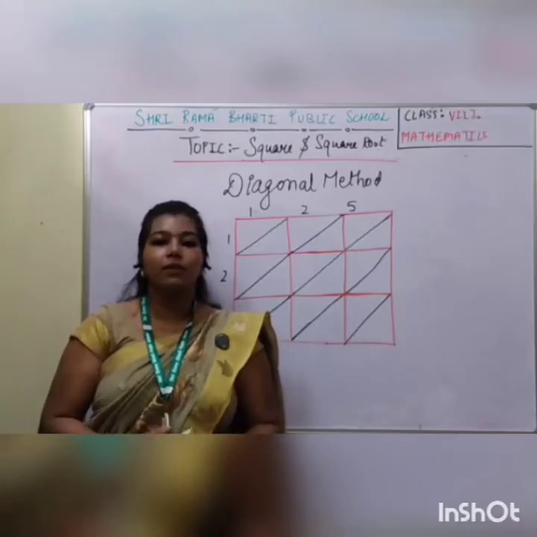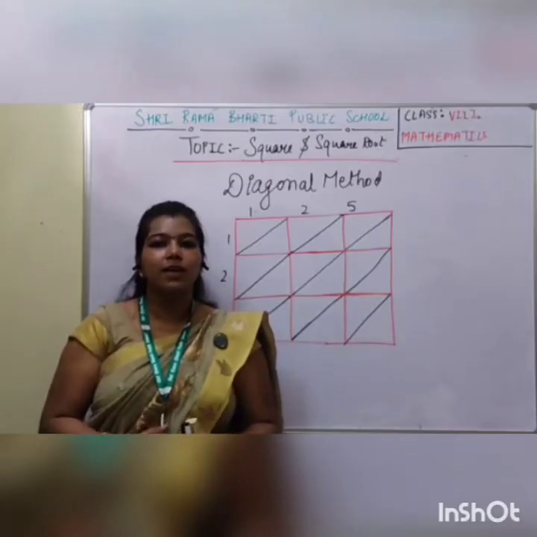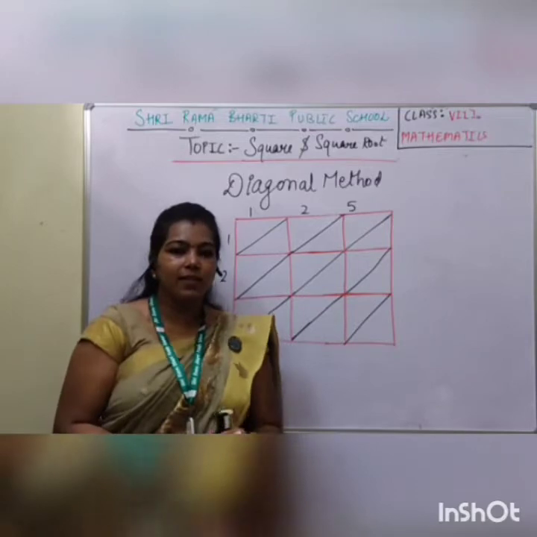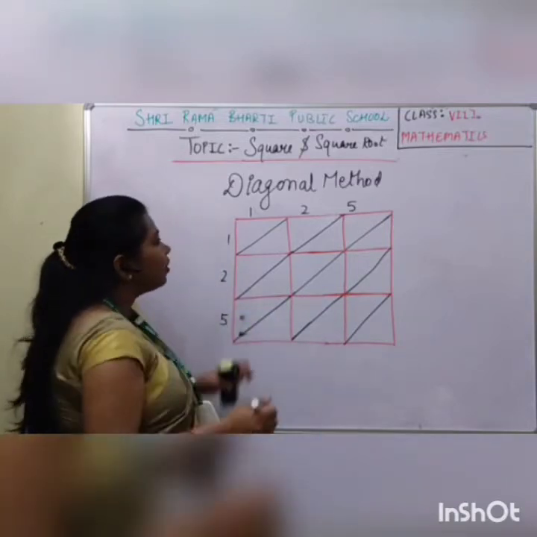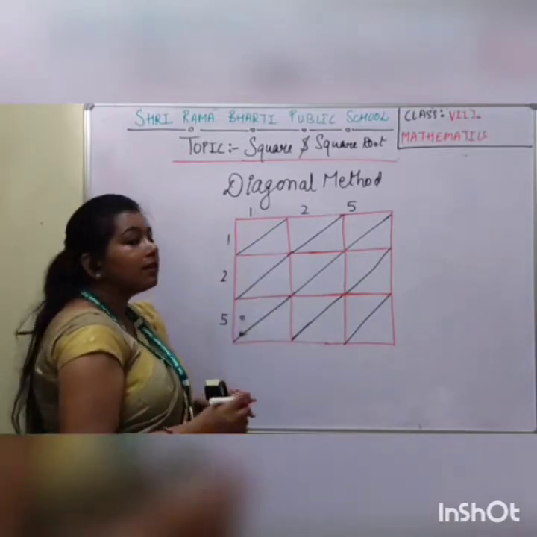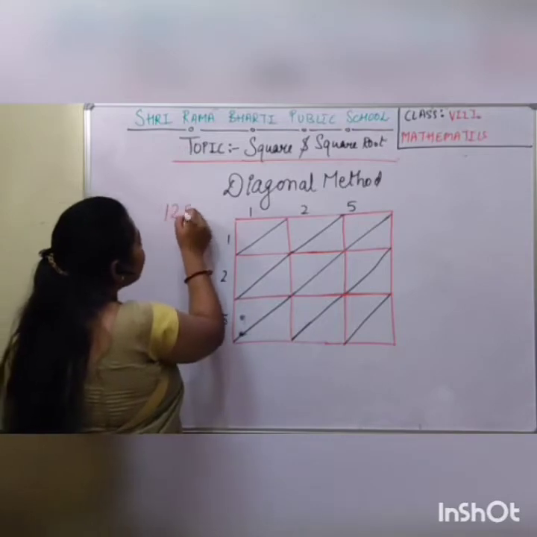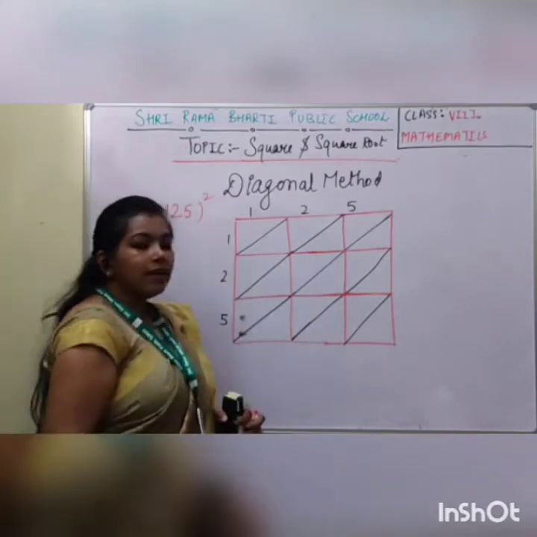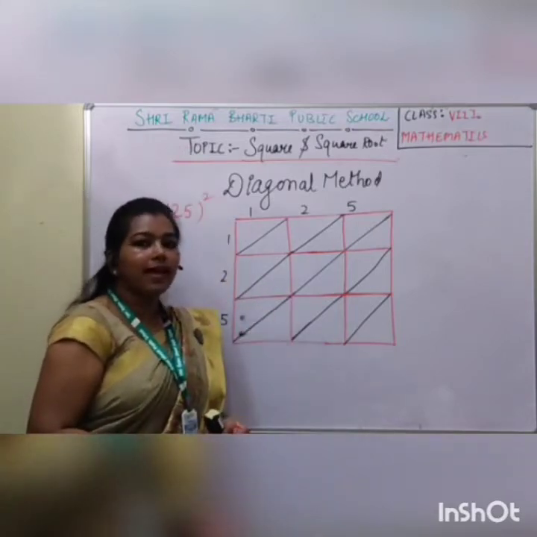How we can find out the square of any number by using the diagonal method. So let's see how. Let's suppose we have to find out the square of 125, right? By using the diagonal method.